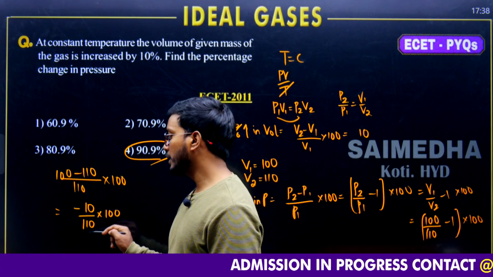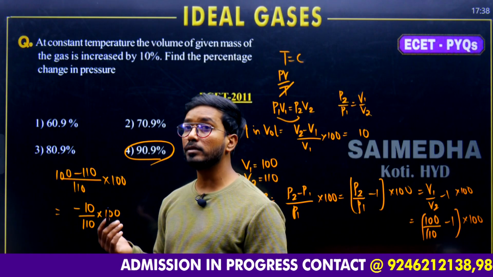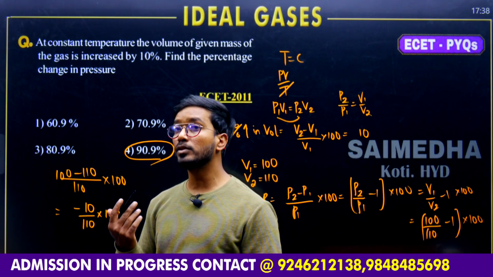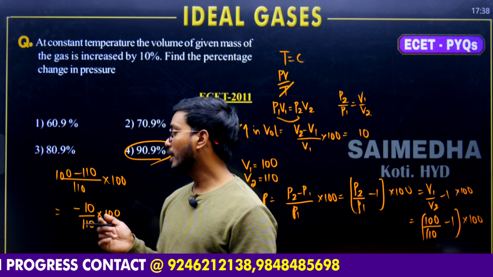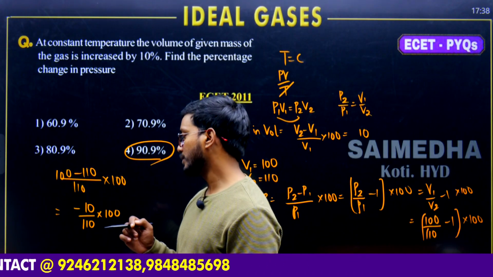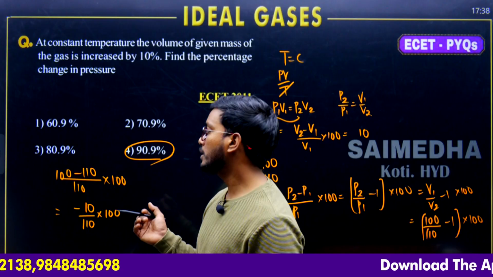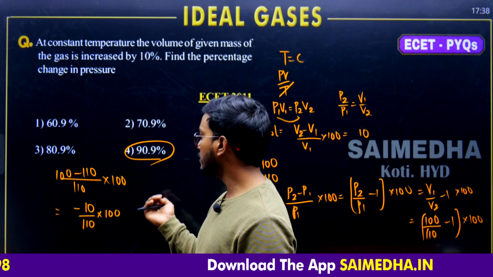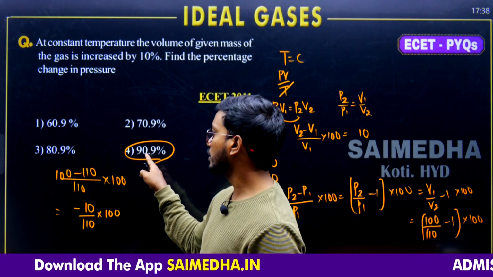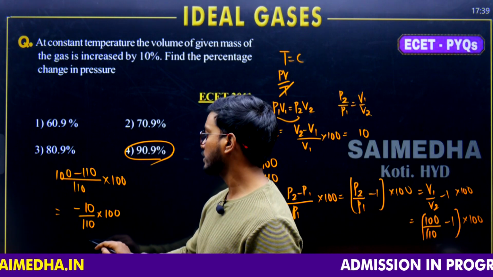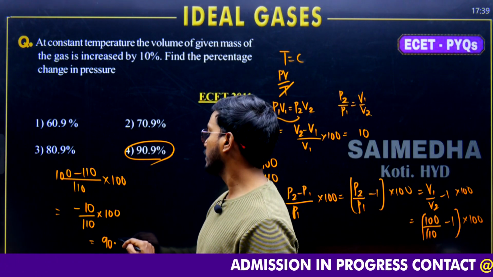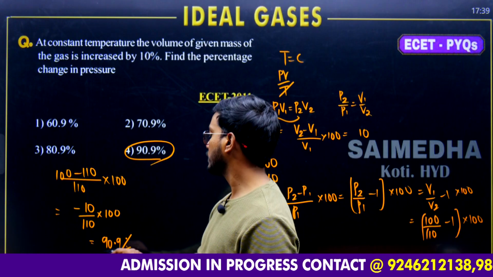But we can say the denominator is increasing. Denominator increasing, overall value will be decreasing. So the value should be lesser than what? Lesser than the 10%. That's what we are trying to say here. If it is lesser than 10, that means the answer should be greater than 90. So this value would be 90.9 in terms of percentage.